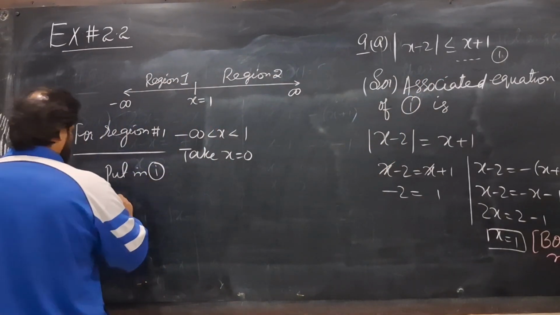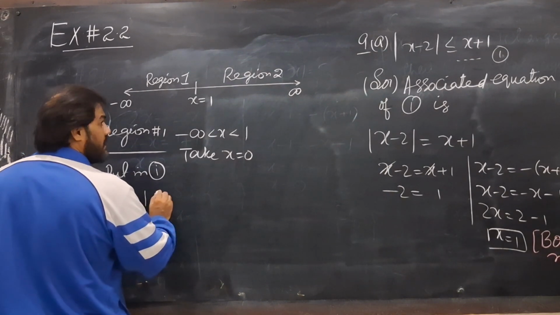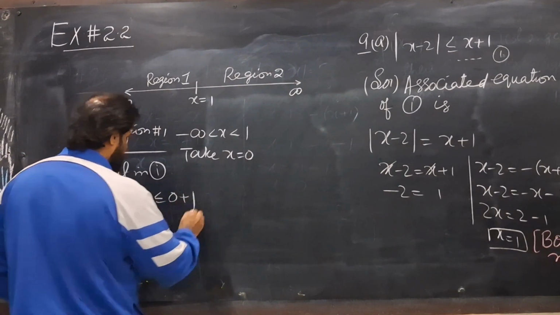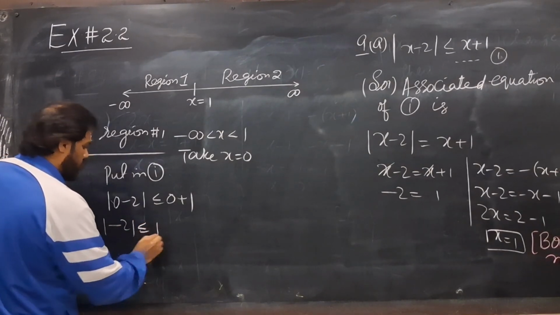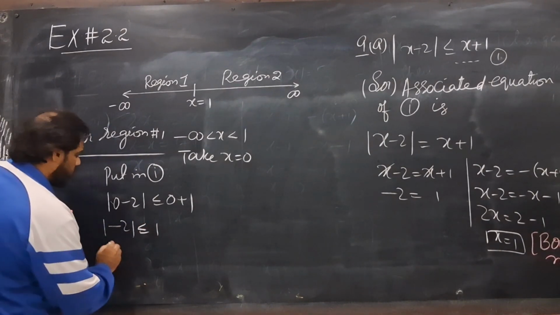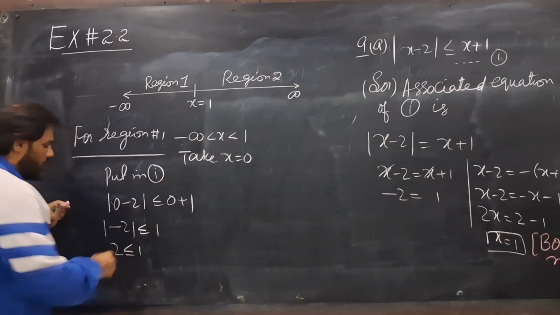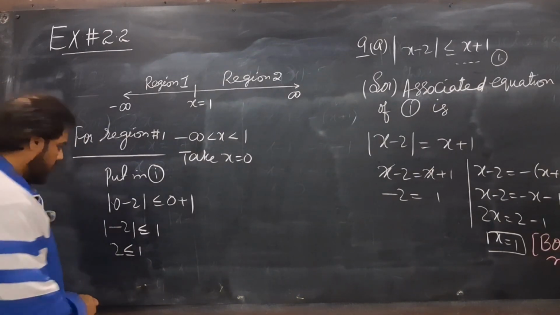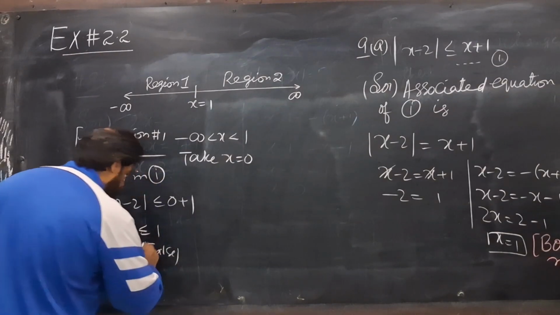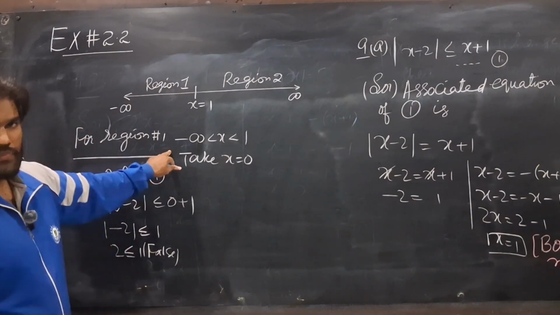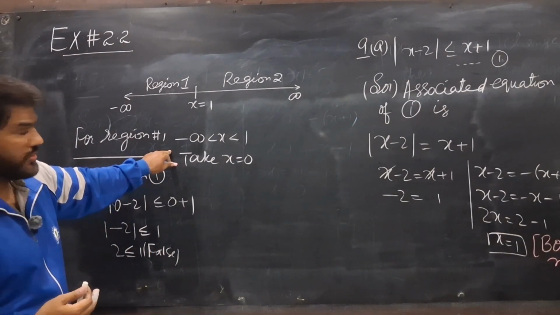This gives |0 minus 2| less than or equal to 0 plus 1. 0 minus 2 means |minus 2|, and this is equal to 1. |Minus 2| is 2. 2 less than or equal to 1. Is this true? No, this is false. This shows that there is no solution in region 1 for the given inequality.